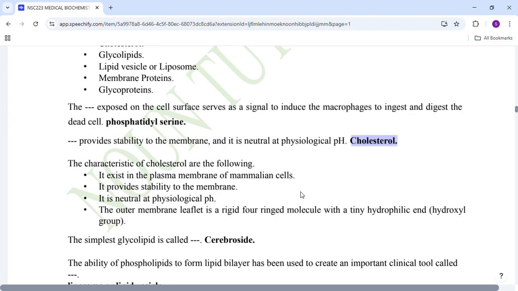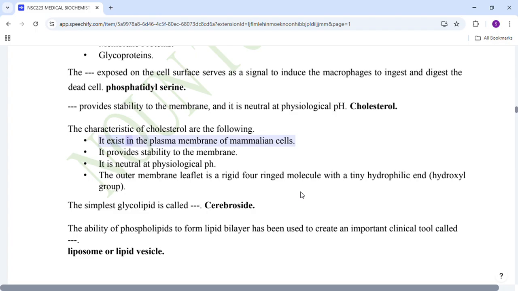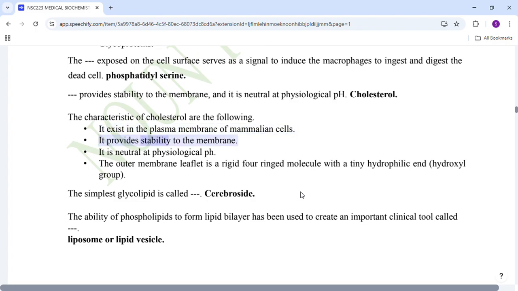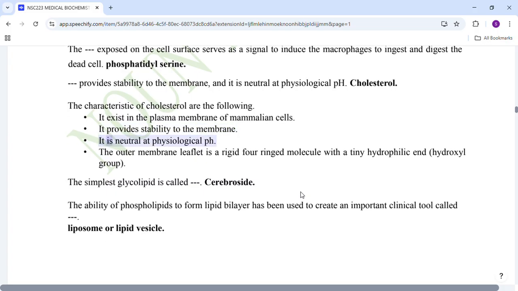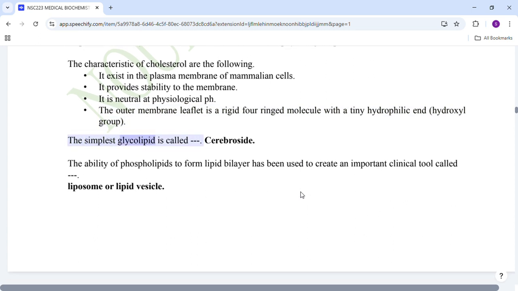The characteristics of cholesterol are the following. It exists in the plasma membrane of mammalian cells. It provides stability to the membrane. It is neutral at physiological pH. The outer membrane leaflet is a rigid four-ringed molecule with a tiny hydrophilic end, a hydroxyl group. The simplest glycolipid is called cerebroside.